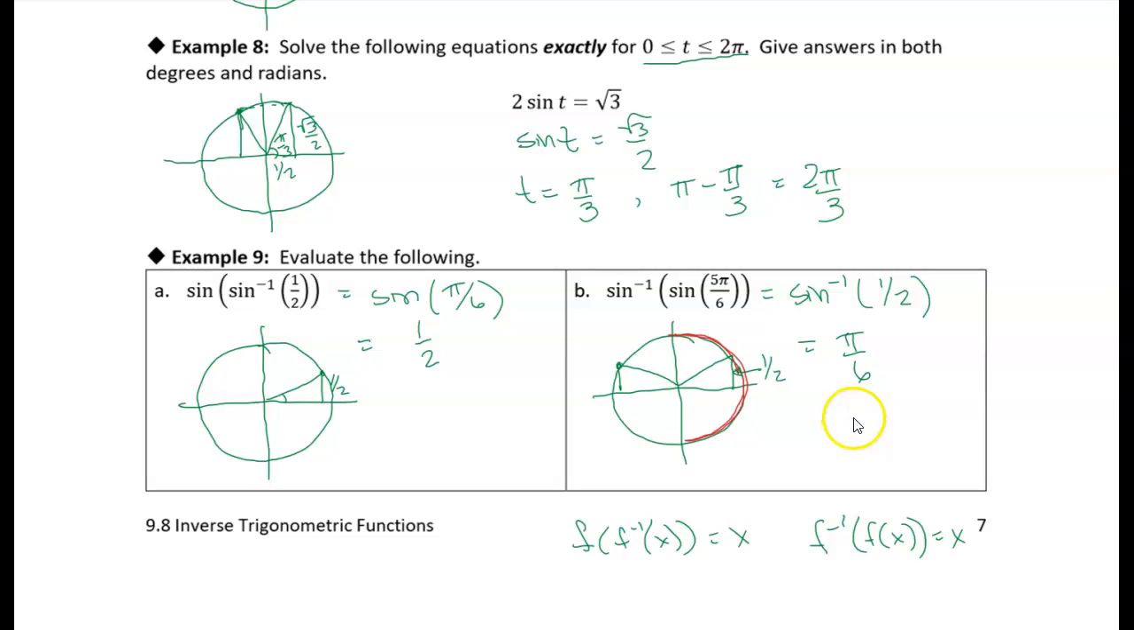All right, so just a word of caution when you're doing these problems. Always remember your restricted range for these inverse functions.